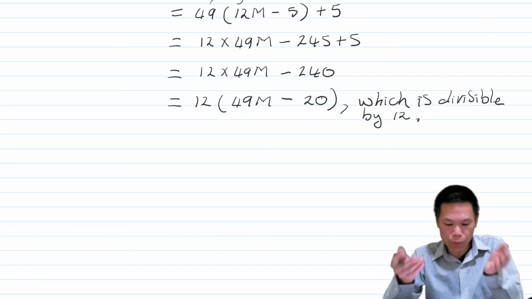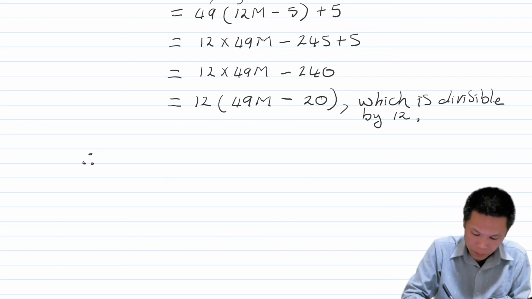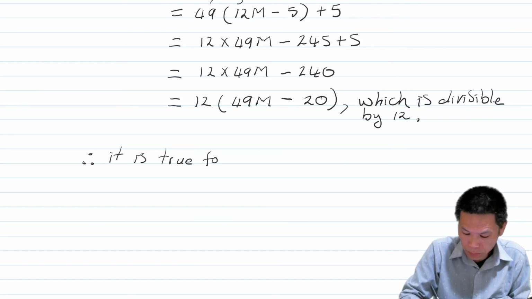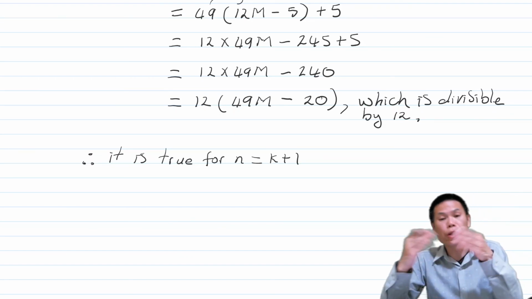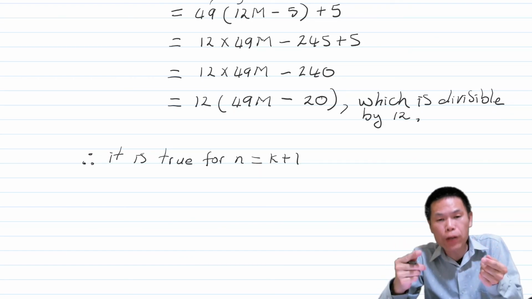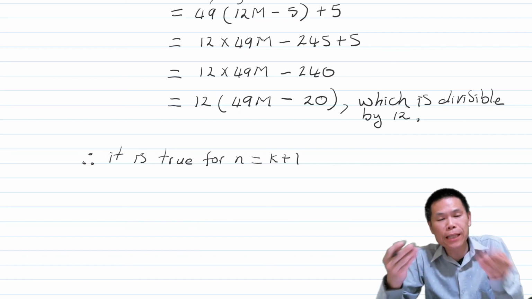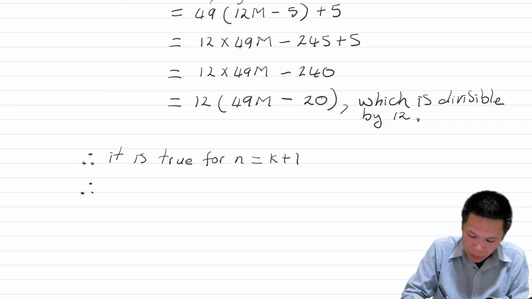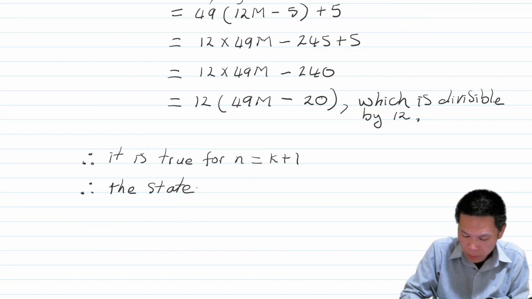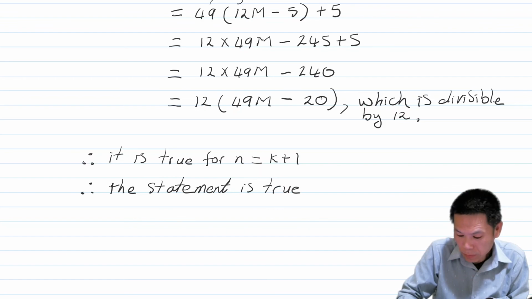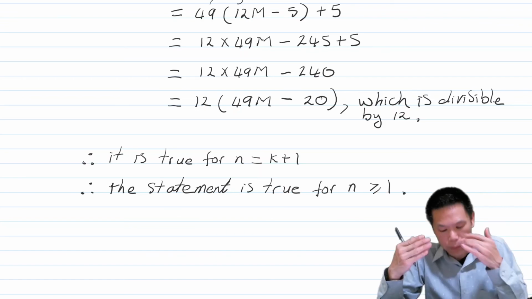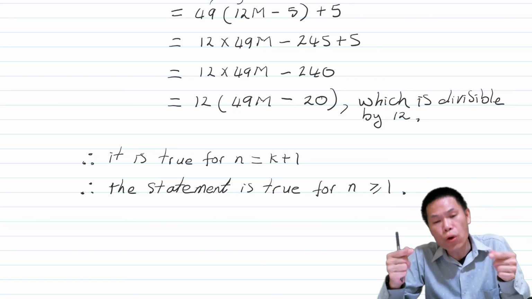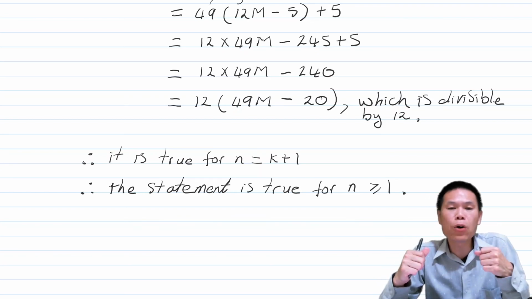Which is divisible by 12. So therefore it is true for n equal k plus 1. So the last statement is, right, the conclusion. So therefore the statement is true for all n greater than or equal to 1.